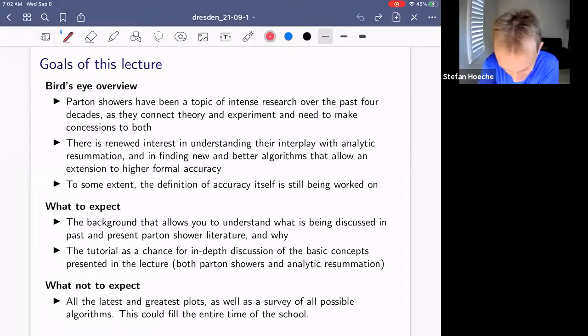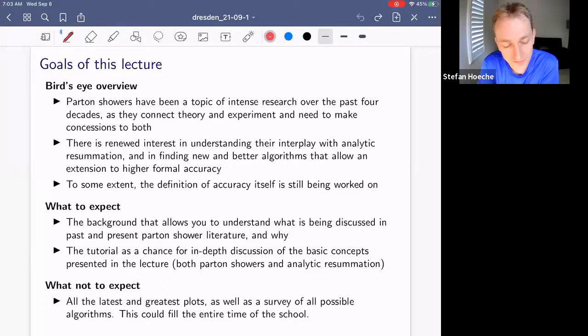So the goals of this lecture will be to give you really very much a bird's eye overview of where the field of Parton showers is at the moment. Showers have been a topic of really intense research over the past decades, many decades actually, because they connect theory and experiment, and you heard a lot about this in Stefan's introductory lecture on Monday already, and also in Dave's lecture. And they essentially connect the high and the low momentum scales in the event simulation.